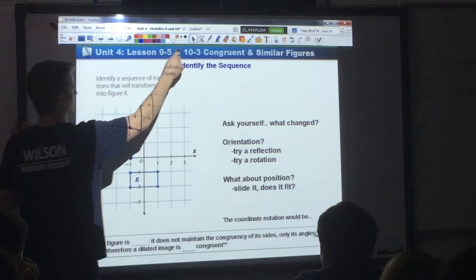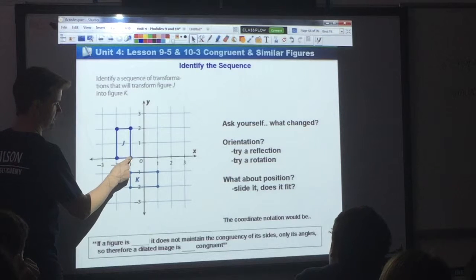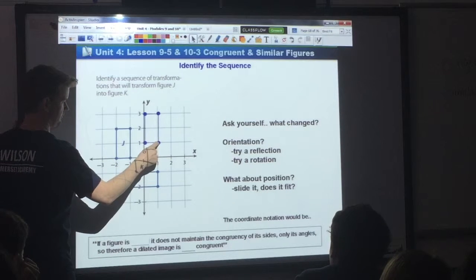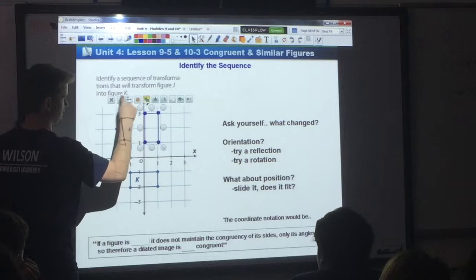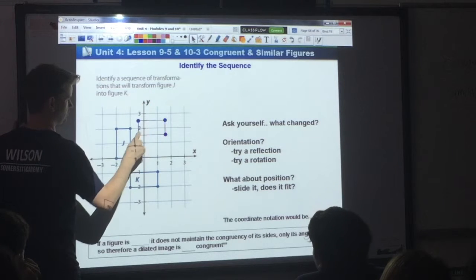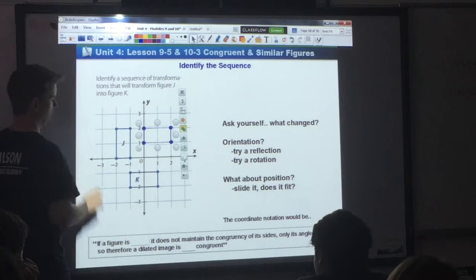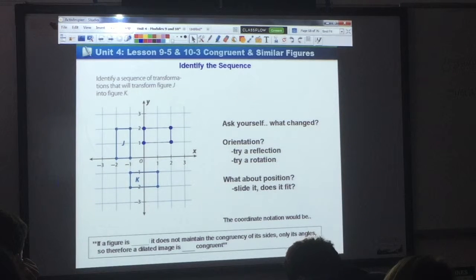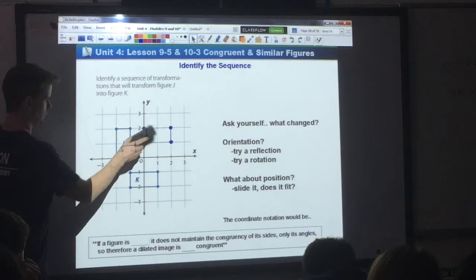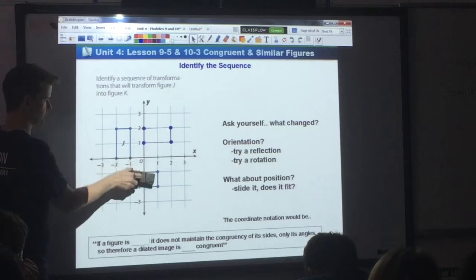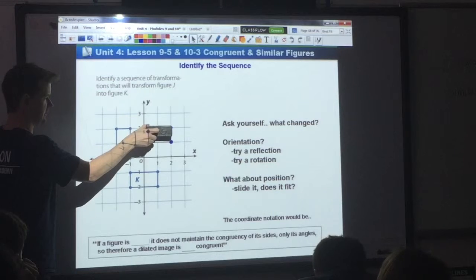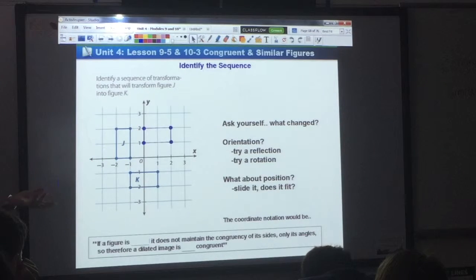Clockwise. So 90 degrees clockwise is going to take us from here, and I'll show you exactly where we're going to end up. You don't need to draw this in. This is all visual. I want you guys to understand how this works visually. Okay, so the question is, did you fix the orientation problem? Let's see. Yes, the orientation has been fixed.